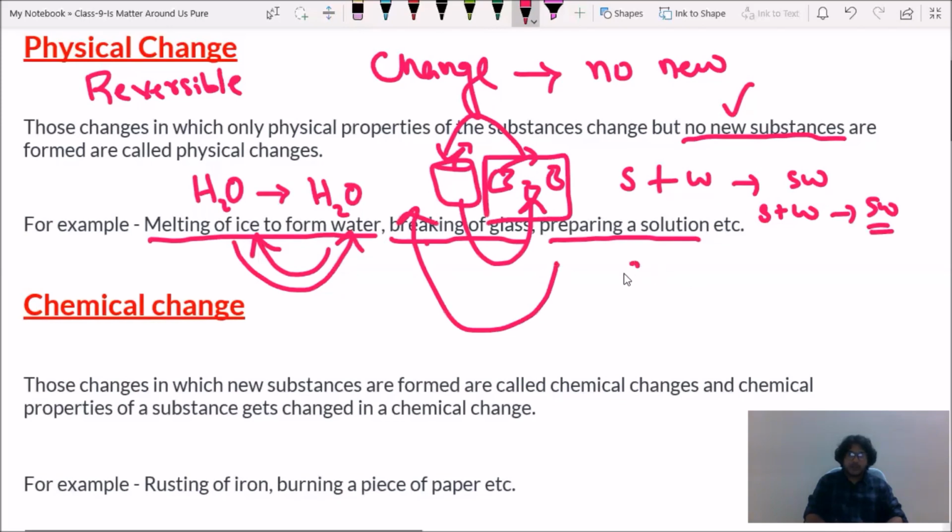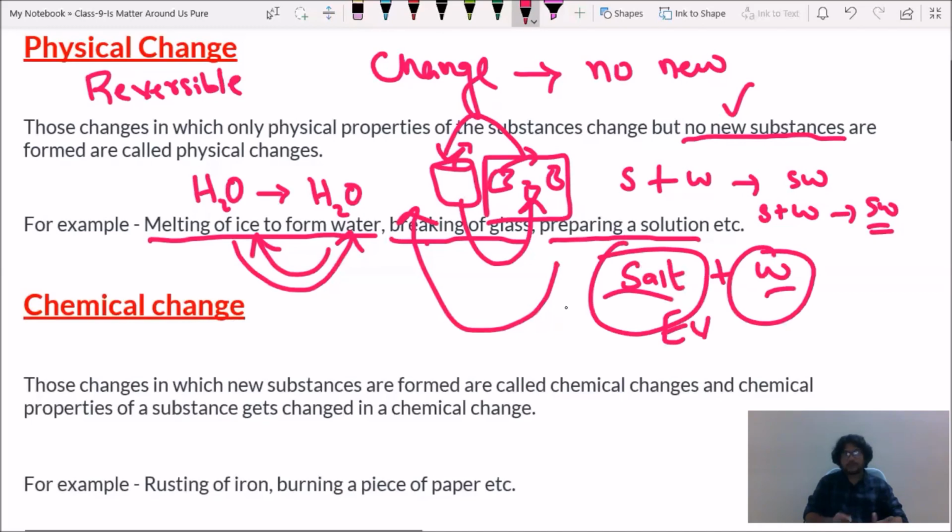And if you mix salt and water, can we separate salt and water? Yes, by the evaporation technique, we can remove the water and get pure water again, and again we can extract salt from it. All these changes which are reversible are known as physical change. At the same time, when a change is taking place, if no new substances are formed, that is known as physical change. Now, moving to another type of change, that is chemical change.